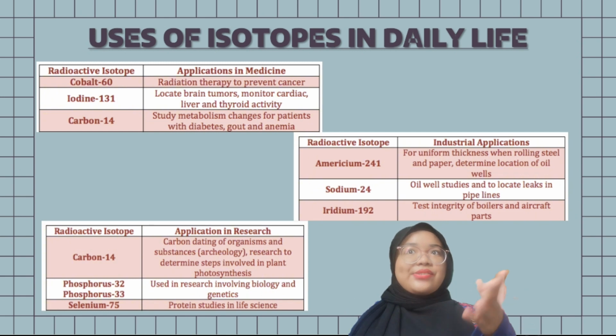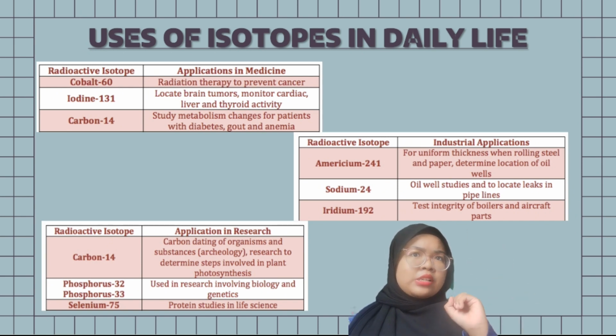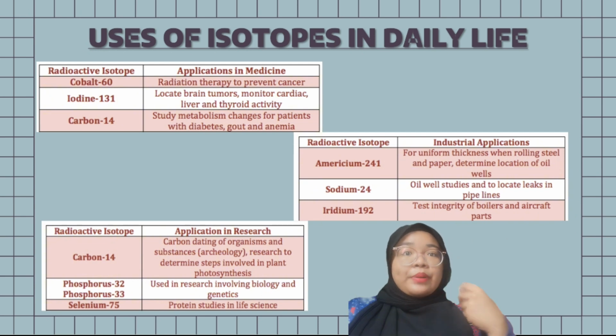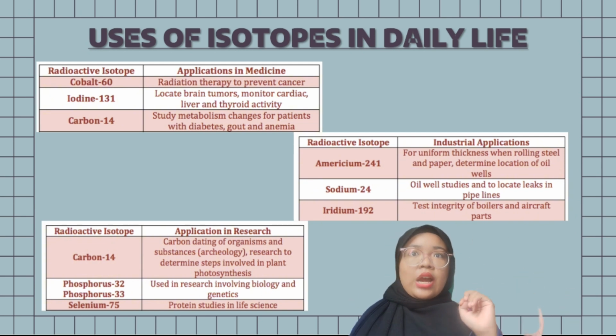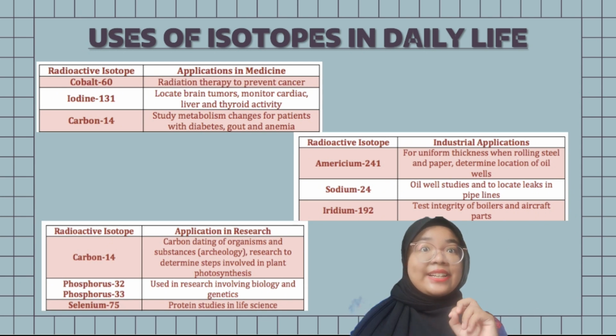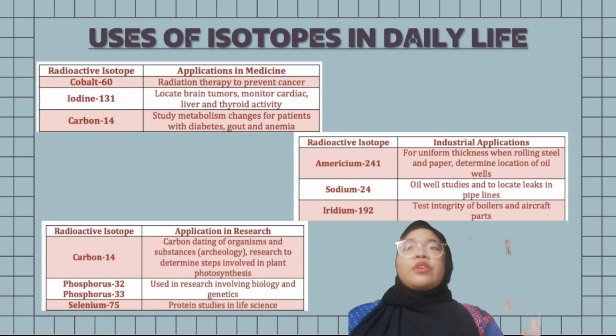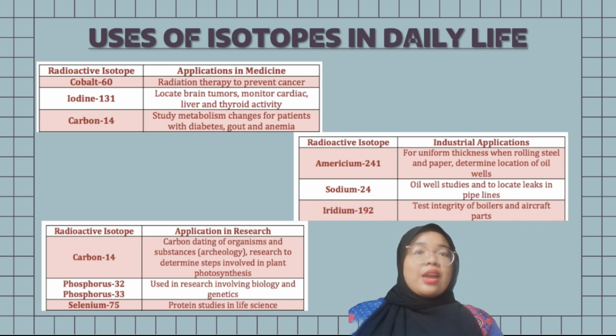So the last one is uses of isotopes in our daily life. Basically, this is my example of isotopes that we use in our daily life. I will tell you three of them. The first one is cobalt-60. Cobalt-60 is basically used in radiation therapy to treat cancer in medicine. The second one is iridium-192, which is used to test the integrity of boiler and aircraft parts. And the last one is phosphorus-32 and phosphorus-33. This phosphorus is used in research involving biology and genetics.